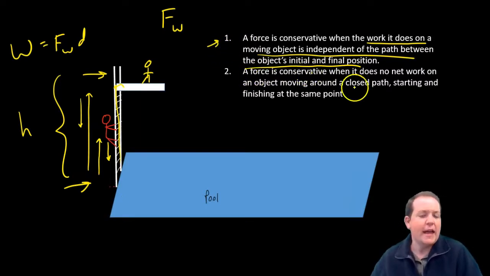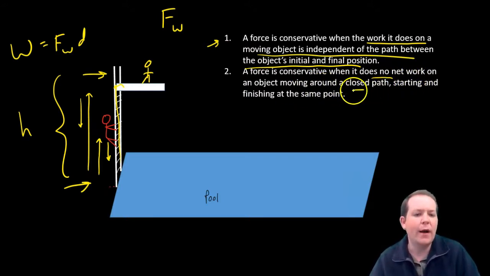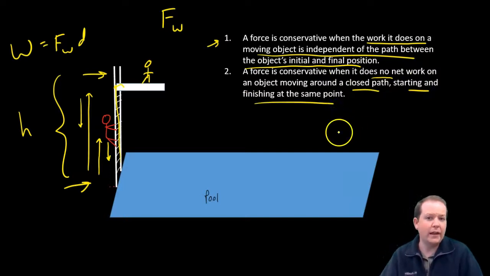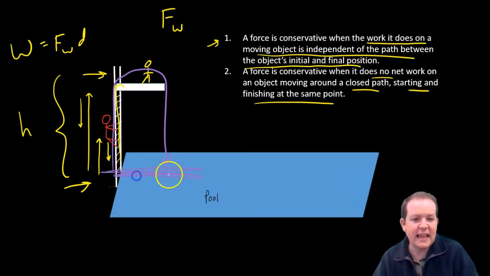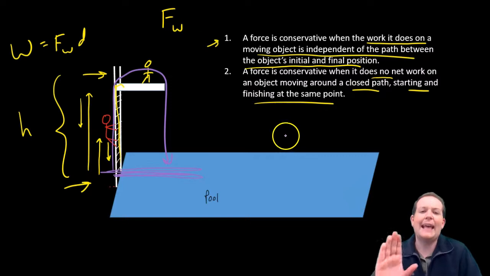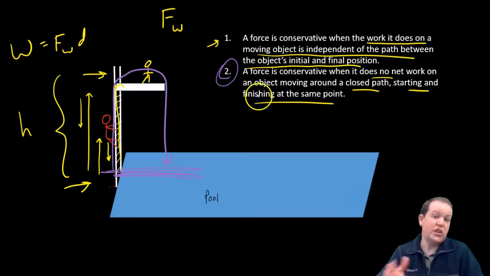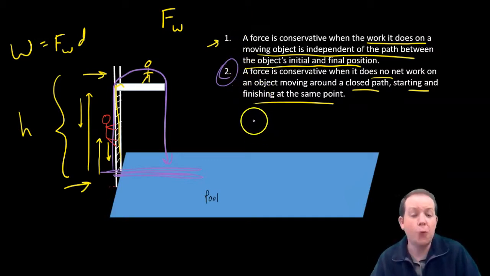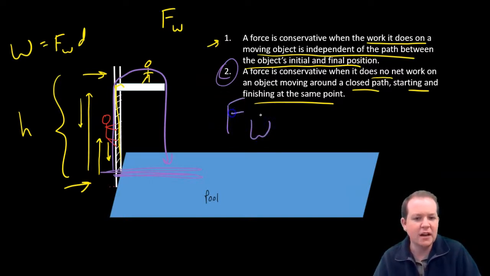How about criteria two? A force is conservative when it does no net work on an object moving around a closed path starting and finishing at the same point. That's what I said earlier. The student starts here, and on the way up, they have negative work. But then on the way back down, they have positive work. By the time they get to that same location, that closed path, it canceled. There was no net work done. This number two is actually the most similar to my little cheat. But these two things still work for the force due to gravity, the work done by gravity. So that force, the weight force, is a conservative force.